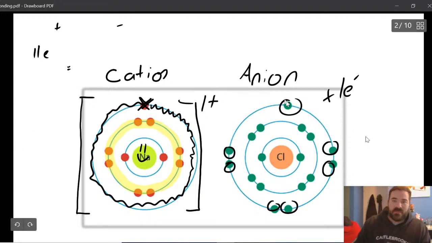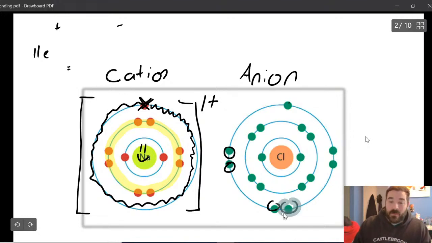Chlorine, on the other hand, would need to lose 7 electrons to work the way that sodium does, and it's a lot easier for chlorine just to gain 1 electron than to lose 7. So it's going to gain 1 electron, and it's going to get it from another atom.